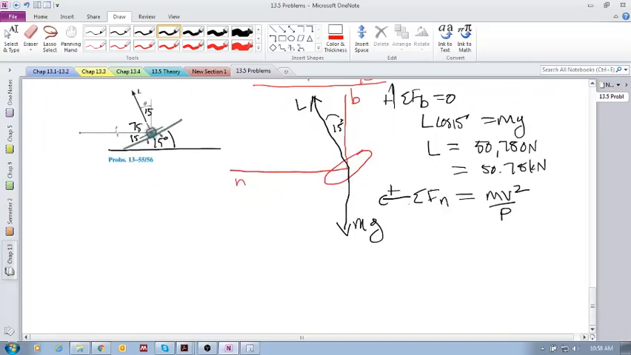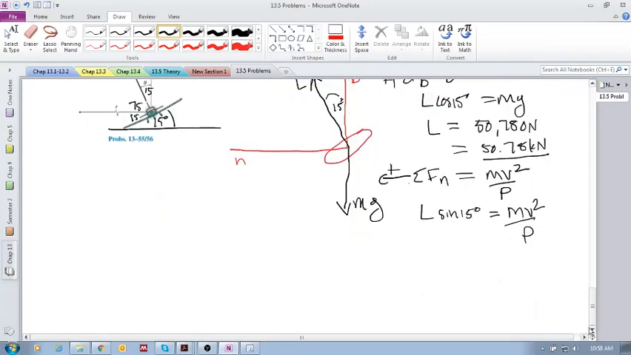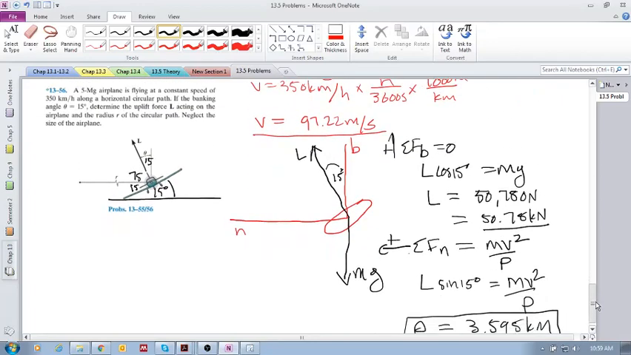What are all the forces acting in the normal direction? It's simply going to be L sine 15. So we've got L sine 15 equals the mass v squared over rho. Now what is L? We just solved for L, put that in there. What is the mass? That's 5,000. What is the velocity? Well, we calculated it to be 97.22. Plug all that in there and you get a radius of curvature of 3.595 kilometers. At least that's what I got. Good stuff. See you in the next one.